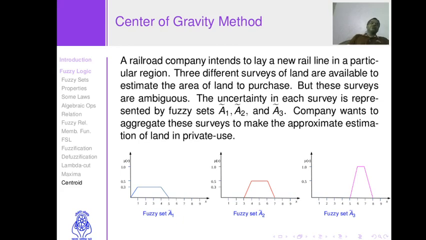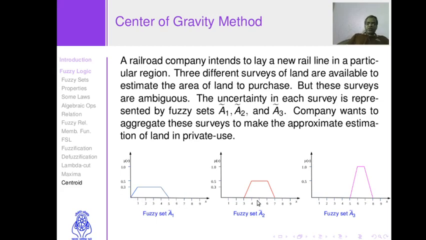Now the company intends to find out some approximate estimation of the land with the help of these fuzzy surveys. So here what we have to do is defuzzify the estimation. Whatever fuzzy surveys are available with us, with the help of those fuzzy surveys we can find out some approximate value for the land required by the company with the help of the defuzzification method. So here three surveys are available as given here.